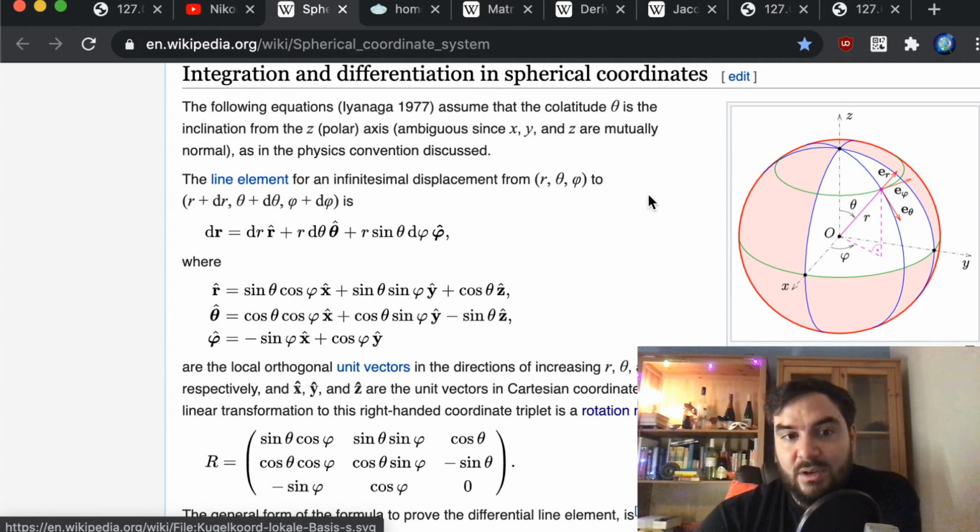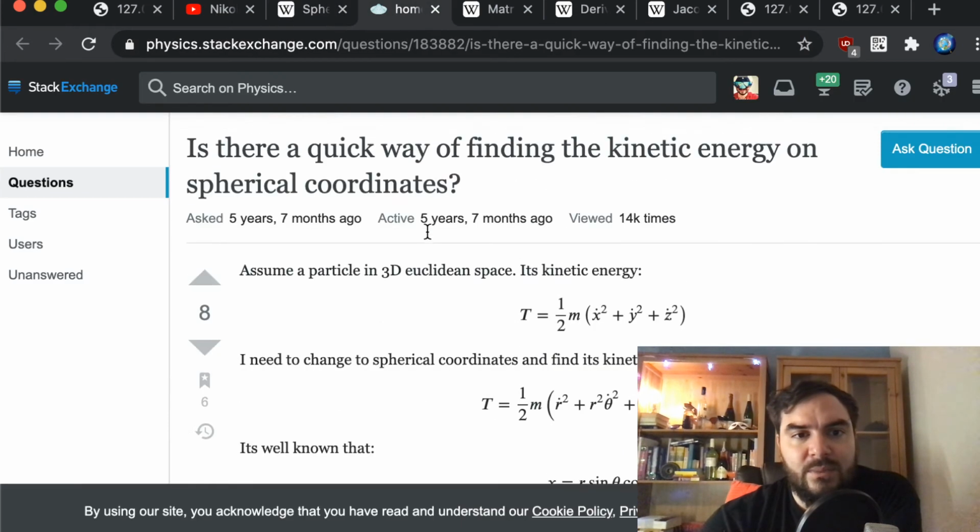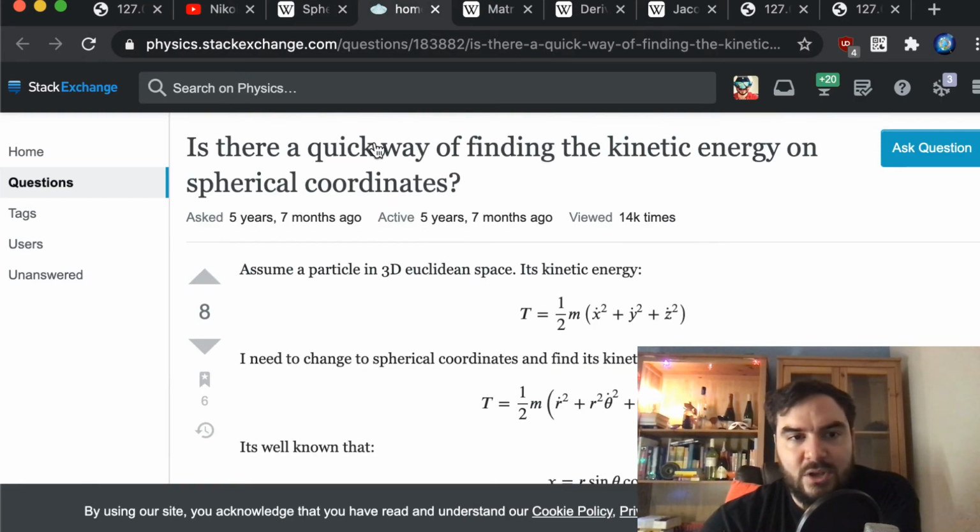We're not necessarily going to need this stuff, since we're just going to use the SU2 action. But the end result will look like something like that here. So here's a question on physics stack exchange. For some reason, I didn't really find a nice Wikipedia article to demonstrate the same formula.